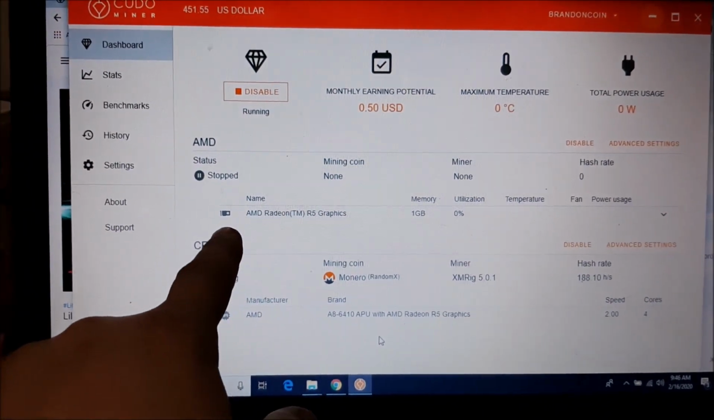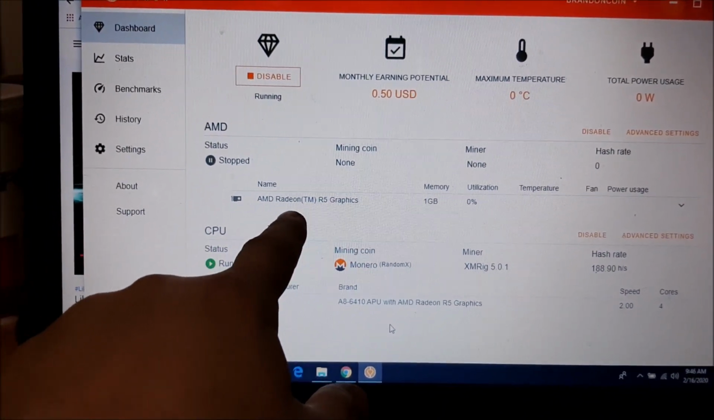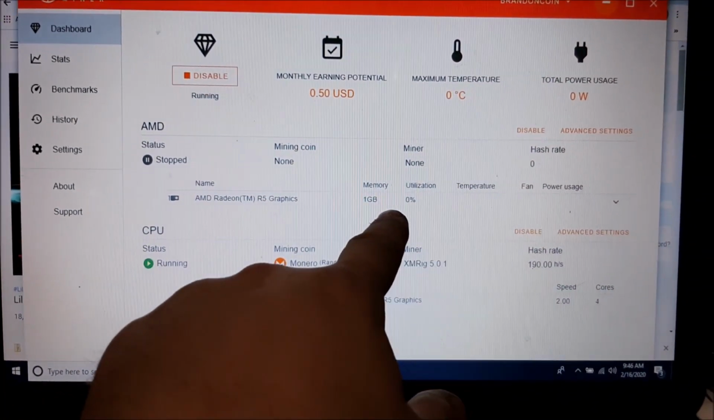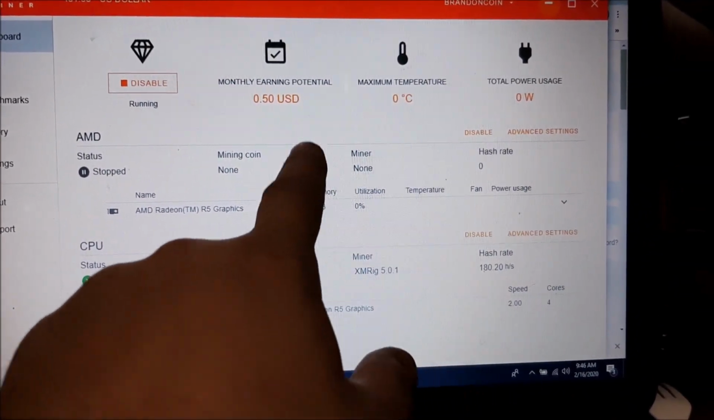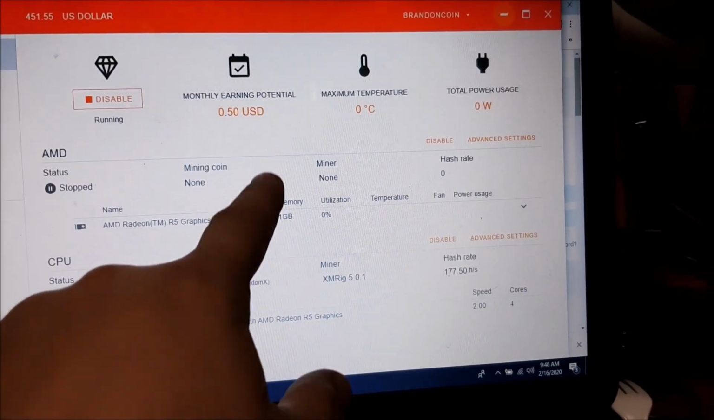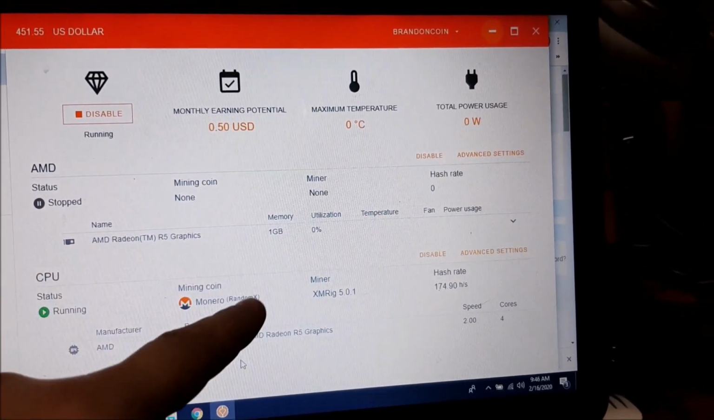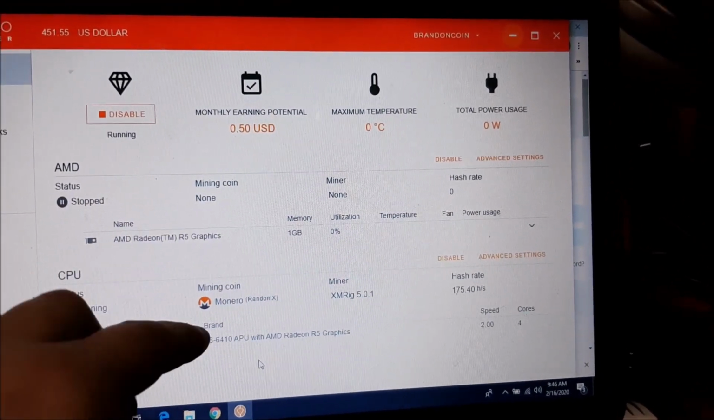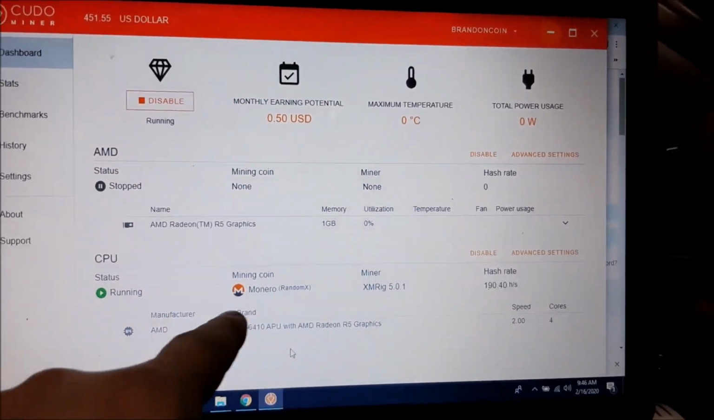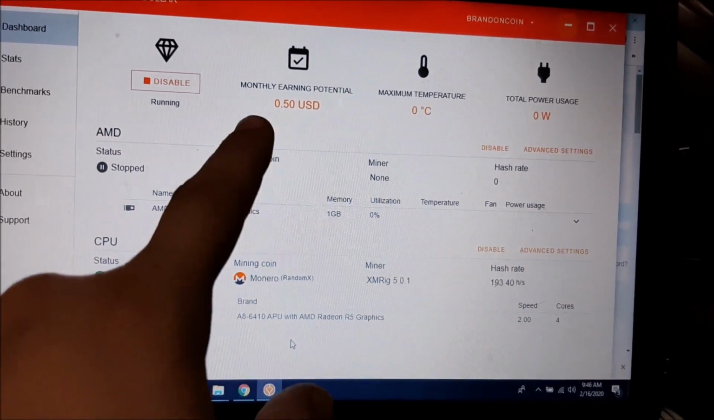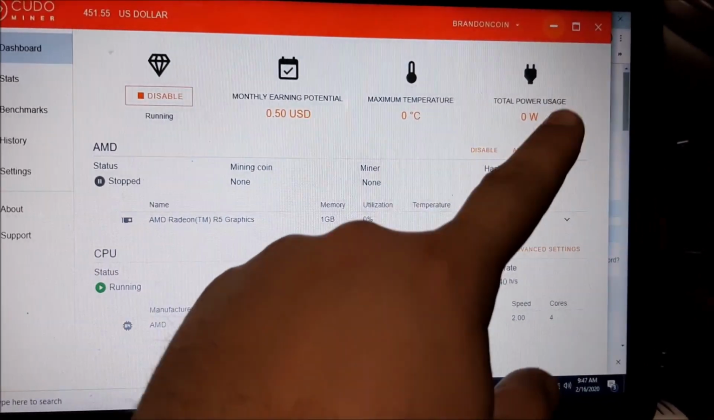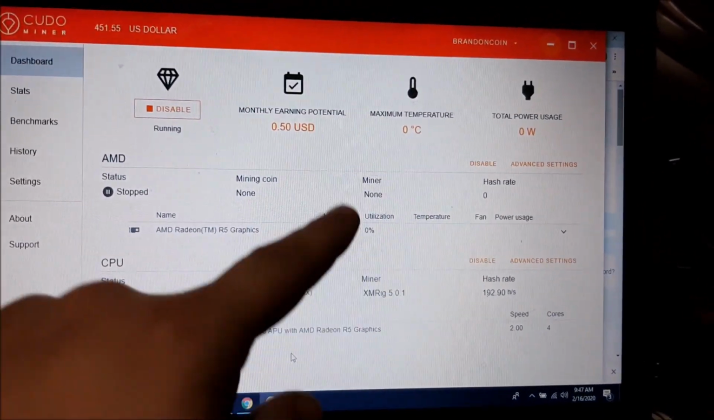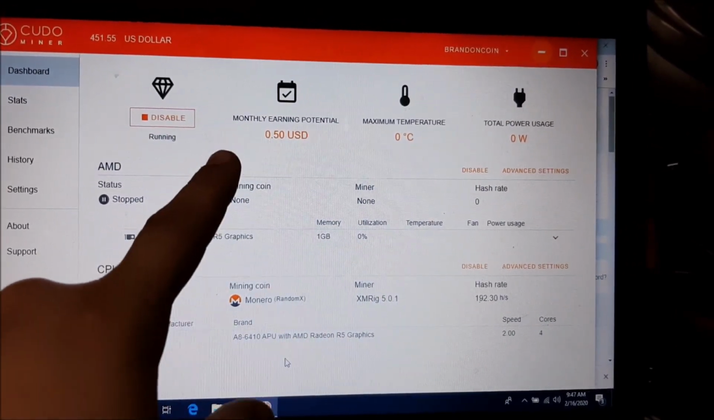But you'll notice what a lot of people will have, this AMD Radeon R5 graphics, and it's like 1 gig of memory, but it won't run. If you try to run that, it'll crash out. NiceHash doesn't seem to play as well with some of the laptop CPUs because Random X crashes out every time I try to launch it on NiceHash, but it seems to be running fine on Kudo Miner. Obviously, we have no temperature readouts, we have no wattage readouts, so it really doesn't know what's going on.